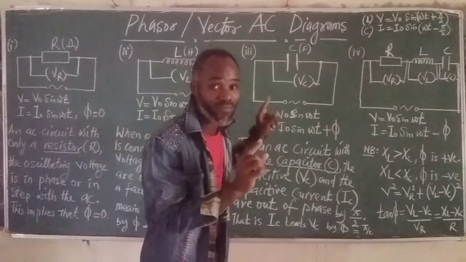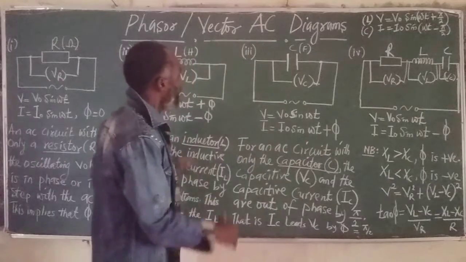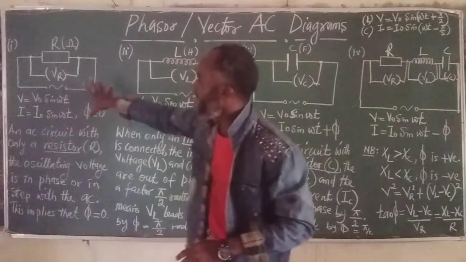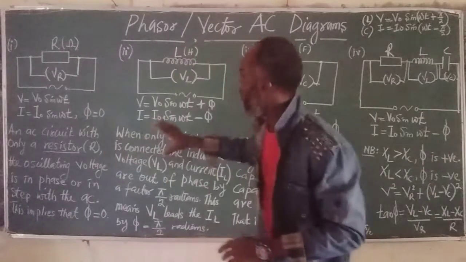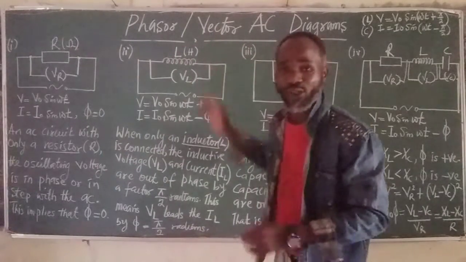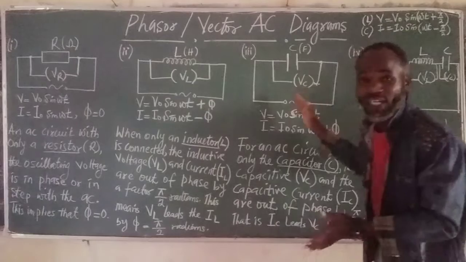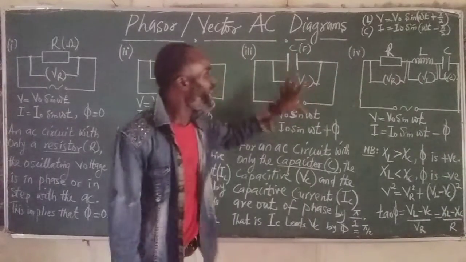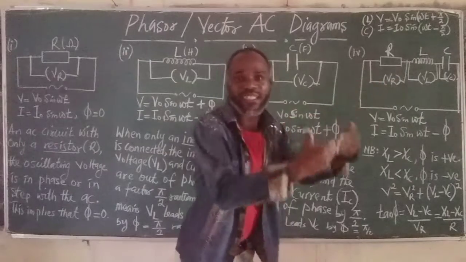Take notes. Now we have understood what happens when a resistor is connected, when an inductor is connected, and then correspondingly what happens when a capacitor is connected. We now have these three components connected together.